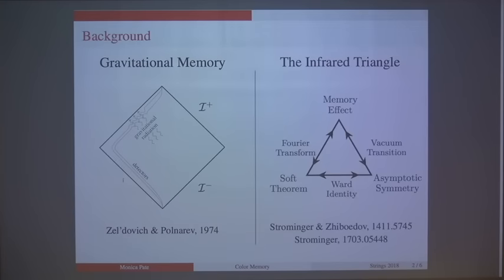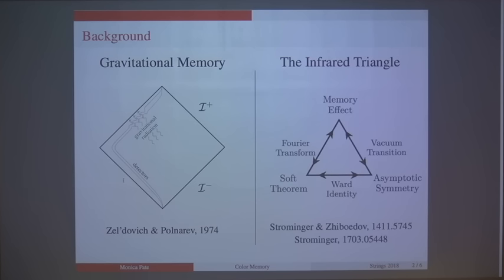Now, the original memory effect, proposed by Zeldovich and Polnarev in 1974, was a prediction of general relativity, wherein the passage of gravitational waves induces a permanent displacement in the relative positions of nearby inertial observers. More recently, there has been a renewal of theoretical interest in memory effects due to the discovery of the so-called infrared triangle, which represents a set of precise mathematical statements that relate memory effects to soft theorems and asymptotic symmetries in generic theories of gauge and gravity.